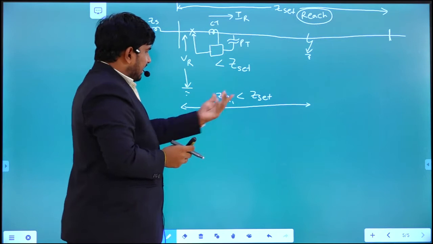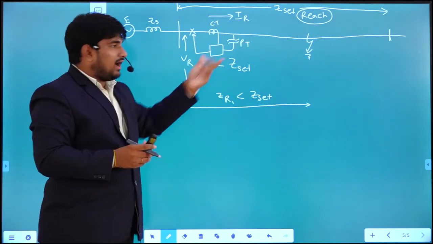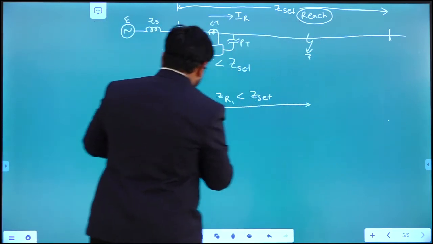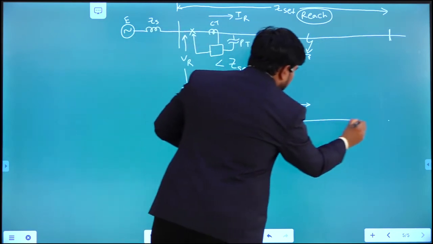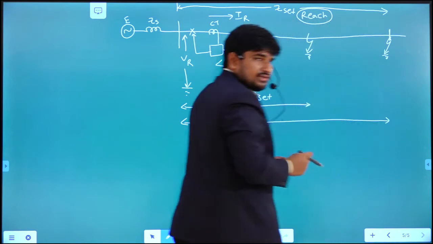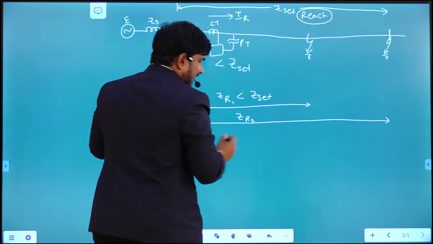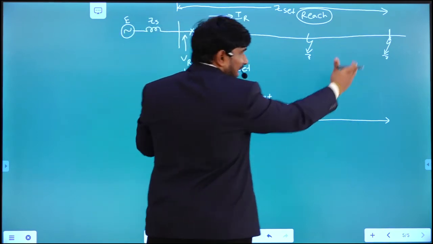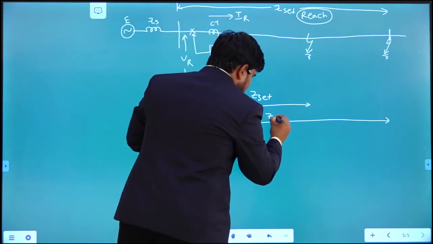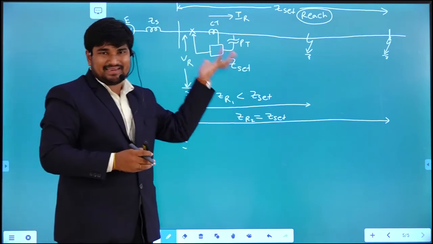right? So as the condition has been met, it will provide a trip signal. I am just taking the boundary condition. That means, for example, the fault has occurred at this point, at the boundary condition. So this is ZR2, the impedance measured up to this value by the relay. ZR2 is equal to Z set. So this is the boundary condition to operate this impedance relay.